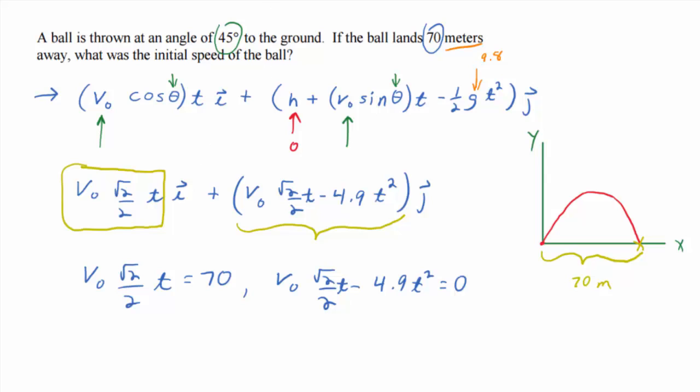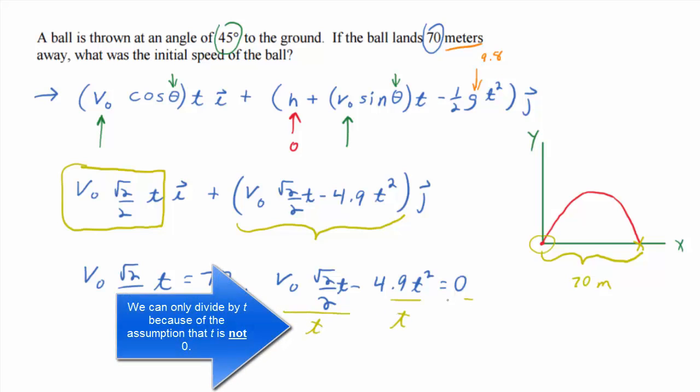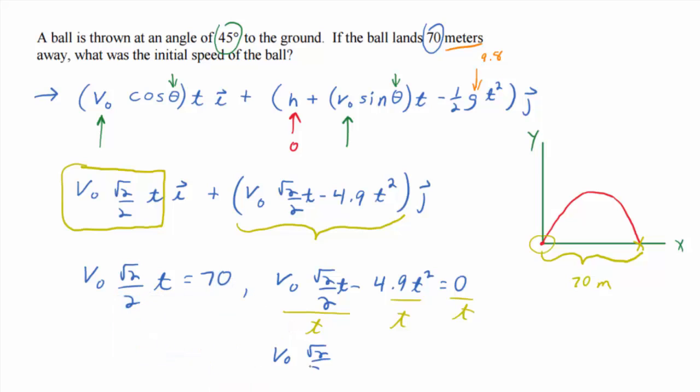Just to make our life a little easier, since we know t is not going to equal 0 here, we're not interested in where the projectile is fired from, we can divide out this t. 0 divided by t is just 0. And we get v naught radical 2 over 2 minus 4.9 t equals 0. Now let me make some room here and shrink some of this stuff down.